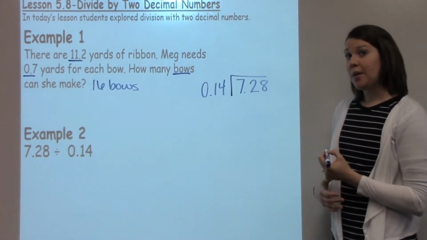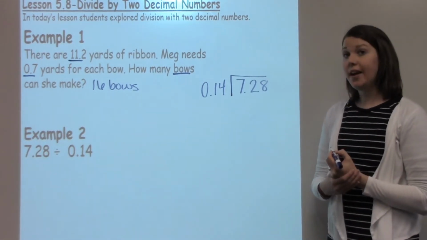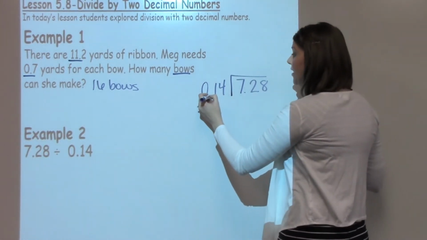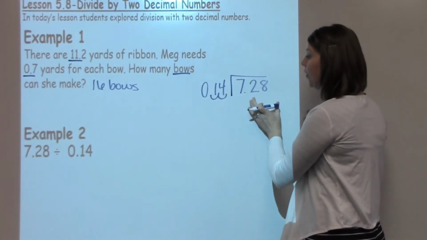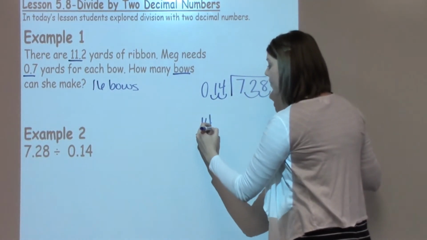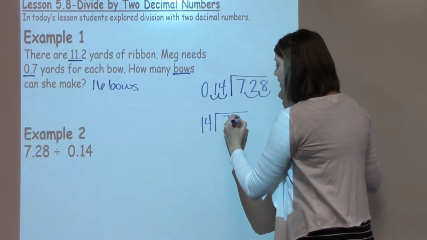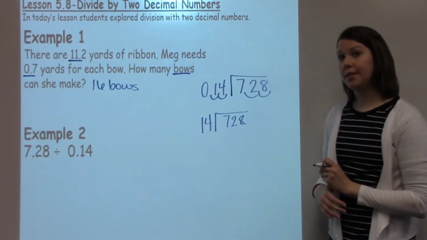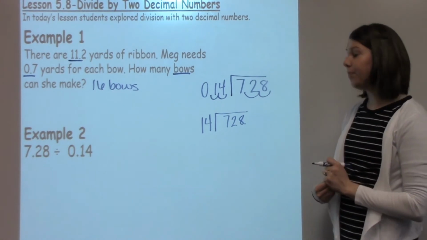As I did in the very first problem, I need to do some shifting with my divisor to make it a whole number. In this case, I have 1, 2 hops. I'm going to go to my dividend, 1, 2 hops. Rewriting this problem, I have 728 divided by 14. Now I'm ready to go ahead and start dividing.